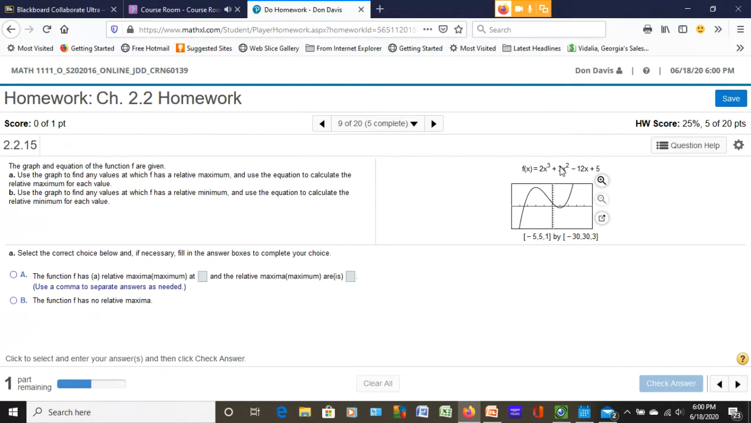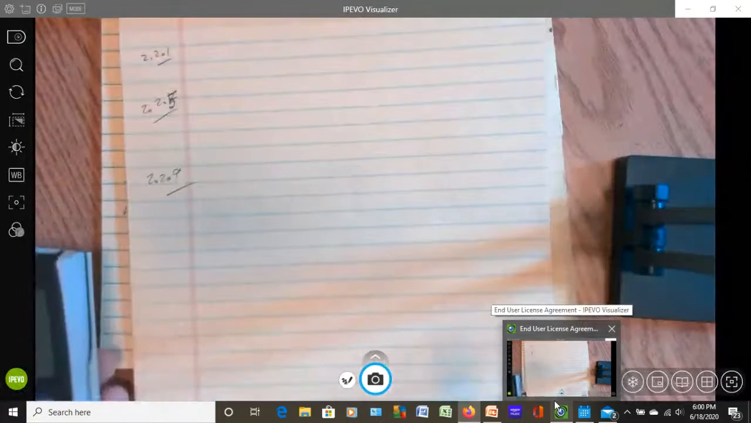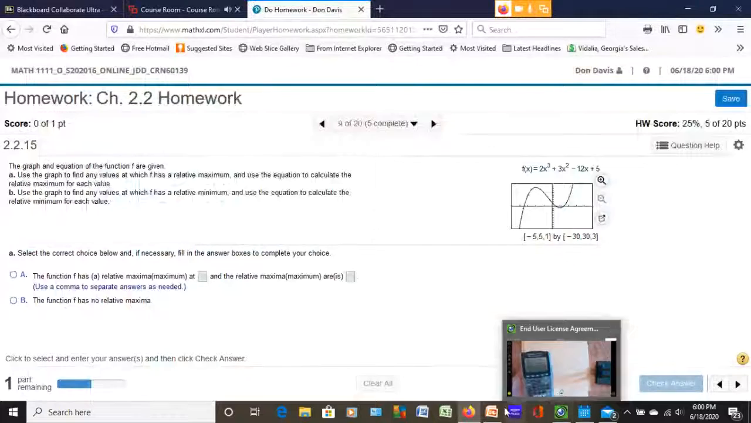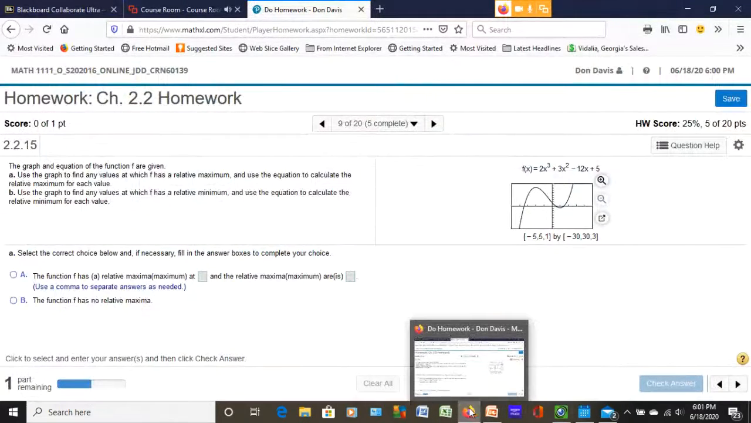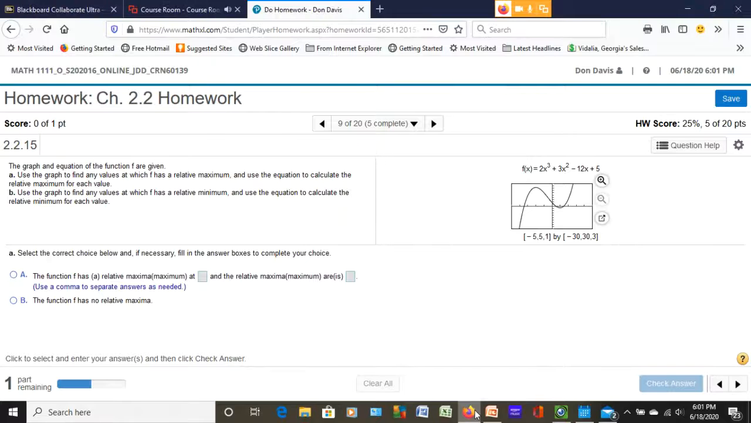All right, so what I'm going to go ahead and do here is put that in the graphing calculator. Well, you might as well watch me. Let me write it down so that there won't be any confusion about what I'm trying to do here. So f of x equals 2x cubed plus 3x squared minus 12x plus 5.